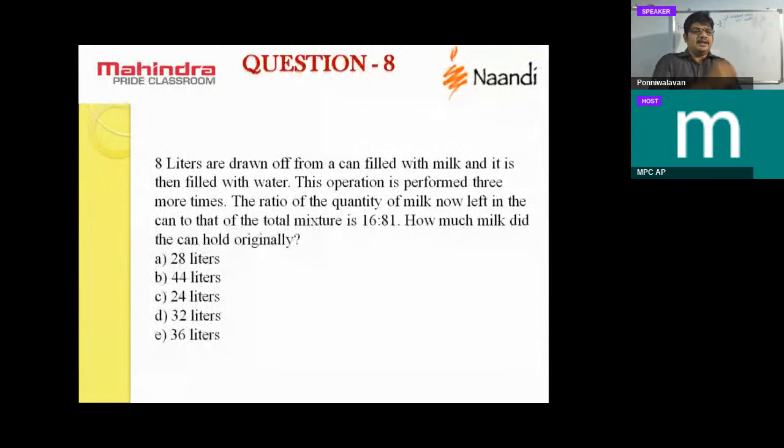The quantity of the pure milk left in the can to the total mixture is 16:81. So what is the ratio they have given? 16:81 is nothing but the remaining quantity of pure milk to the total quantity. Are you clear about that ratio?